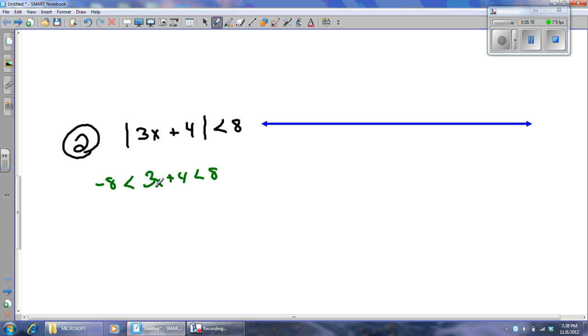Now, I work to get this x alone, this variable alone. First thing I'm going to do is subtract 4, but I'm going to do it in 3 places.